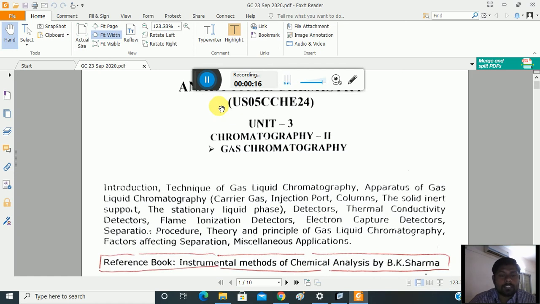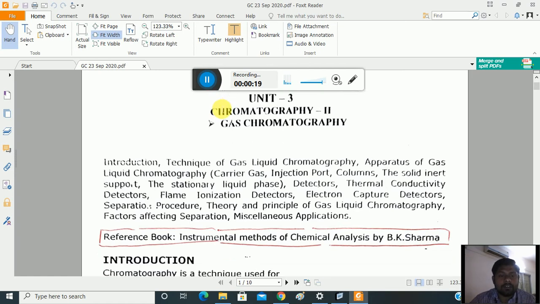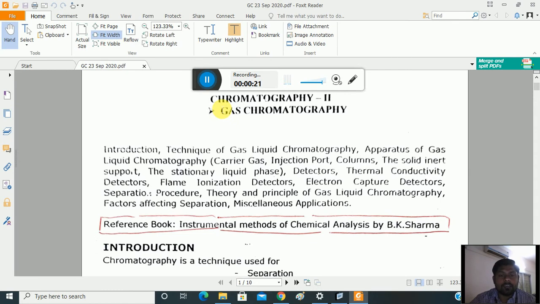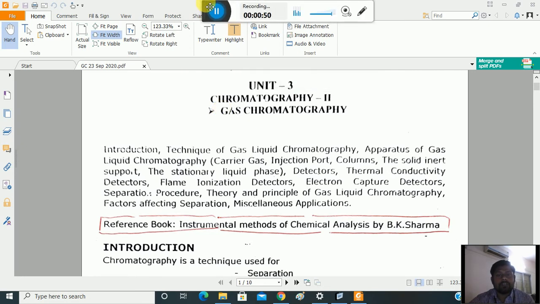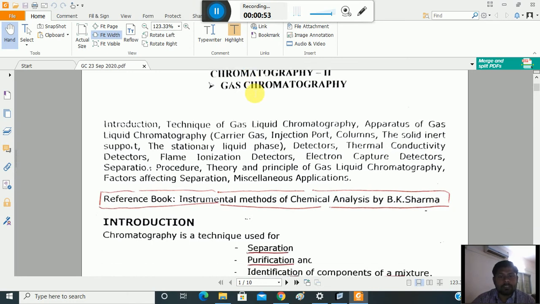So the topics which are discussed in this unit are already given here. That is introduction, the technique of gas liquid chromatography, apparatus of gas liquid chromatography: carrier gas, injection port, column, solid inert support, the stationary liquid phase, detectors like TCD, FID, ECD, and then the separation process, theory and the principle of GLC, some factors that affect the separation, and miscellaneous applications also. So without any delay, we start the discussion here.